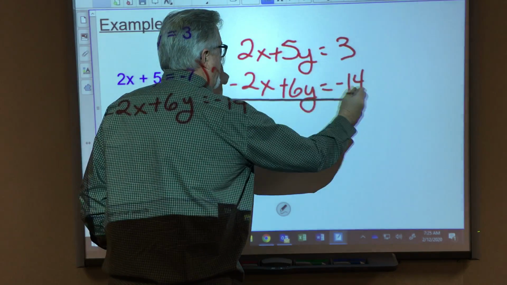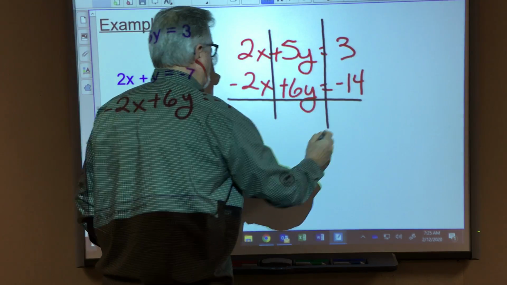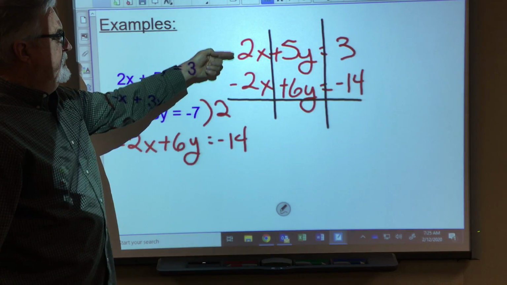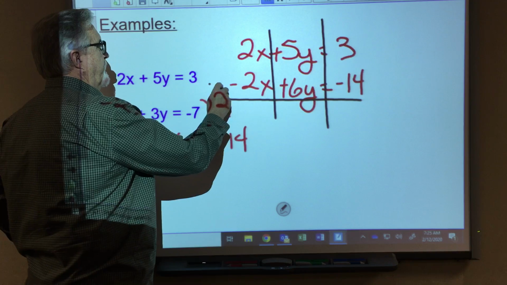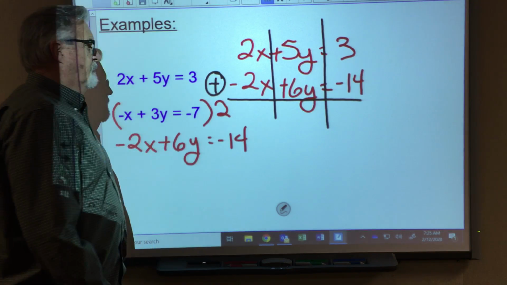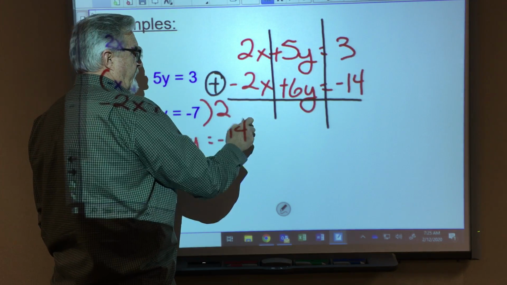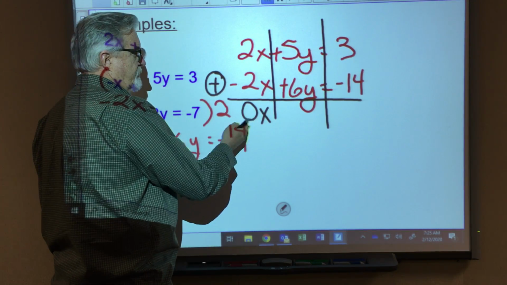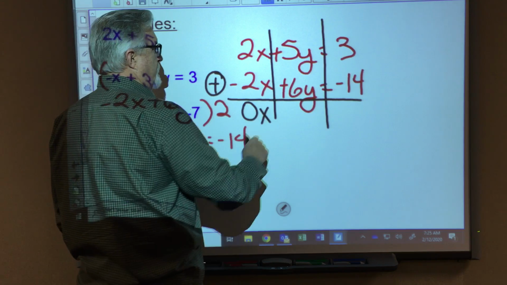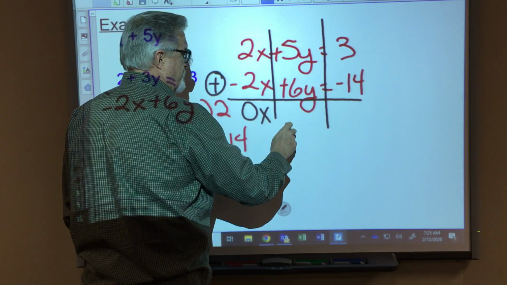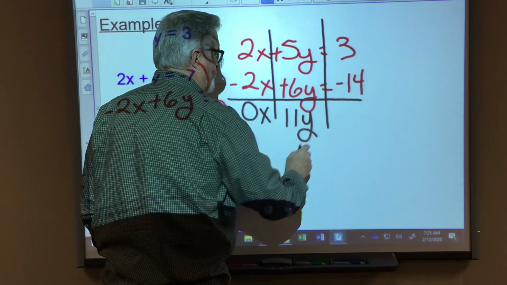On this one, now that we have it lined up, we'll take a look at it. Since we have opposite terms here, we know we're going to have to use addition to eliminate that term. 2x plus a negative 2x is 0x, which results in 0. Here we have 5y plus 6y, which is 11y.